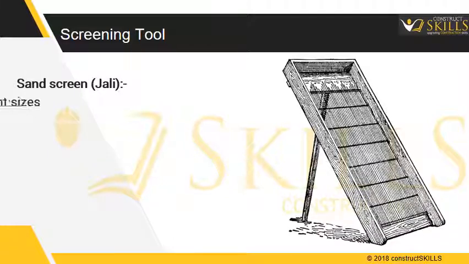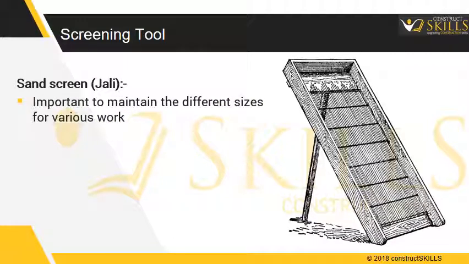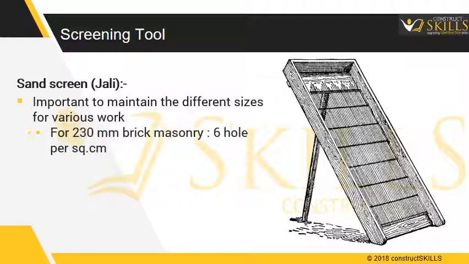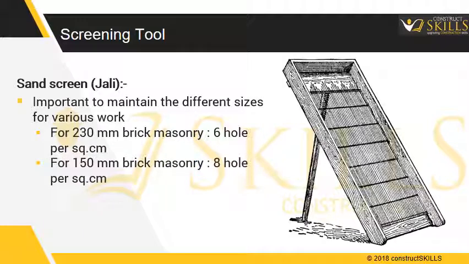This is important to have on site for maintaining the different sizes of sand for various work. For 230 mm brick masonry, the screen uses 6 holes in each square centimeter. For 150 mm brick masonry, the screen should preferably have 8 holes per square centimeter.